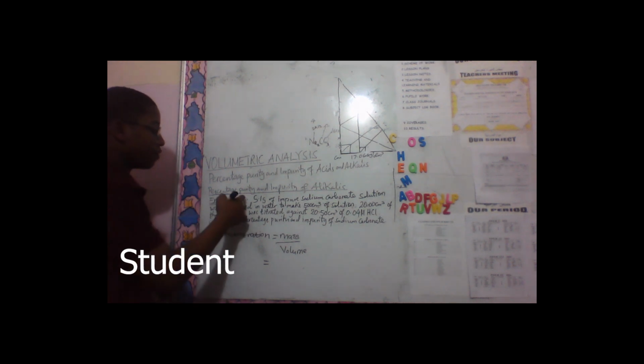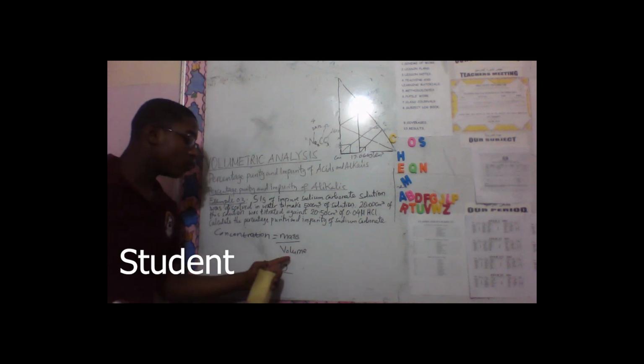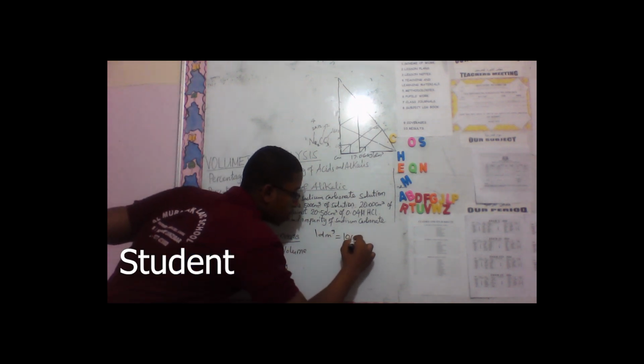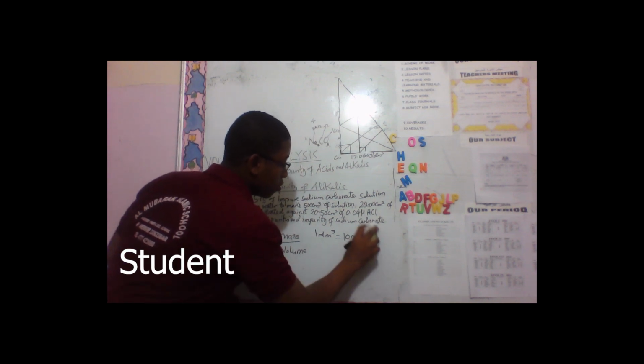Our mass is equal to 5.1 gram, over our volume, which is equal to 500 centimeter cubed. But we must change it into decimeter cubed. Which relation will help us change centimeter cubed to decimeter cubed? 1 decimeter cubed is equal to 1,000 centimeter cubed.